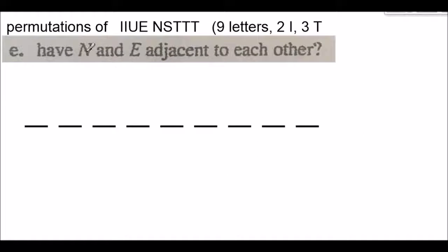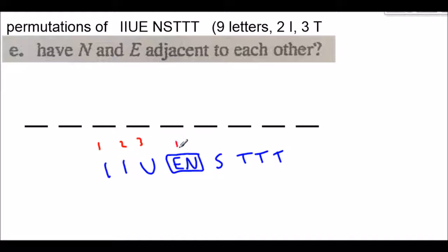Now we have to have the N and the E adjacent to each other. So I'm going to do something very similar to what I did in the last question, which is I'm going to create a new letter called EN, glue it together, and treat it as a single character. So I now have, instead of 9 things, 8 things to rearrange. And because this new letter, EN, is so big, it takes up 2 positions. So I'm really only positioning these 8 things into 8 slots. So that would be 8 factorial.